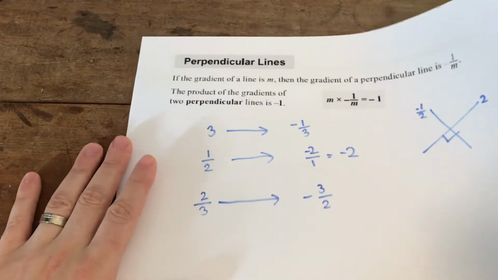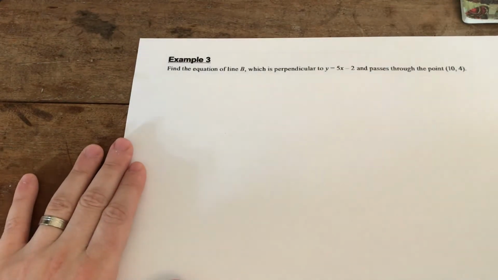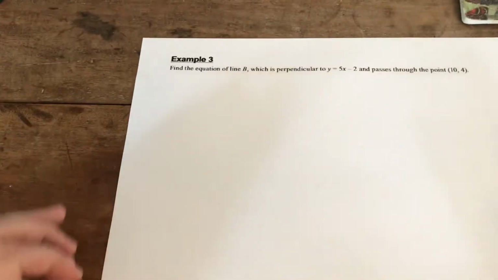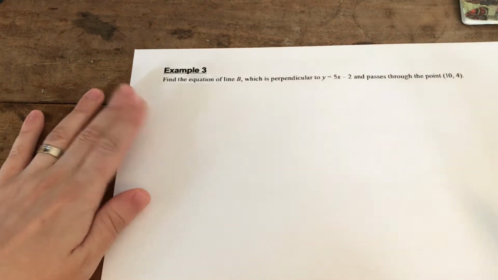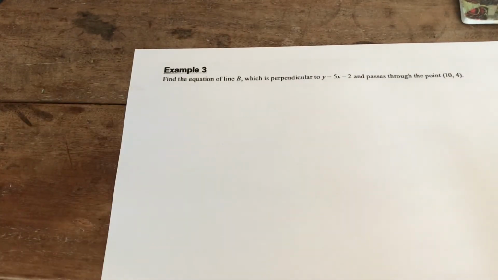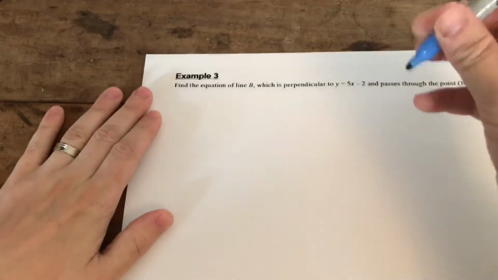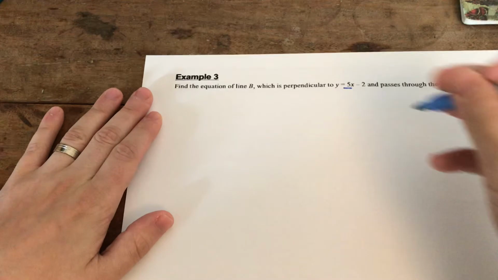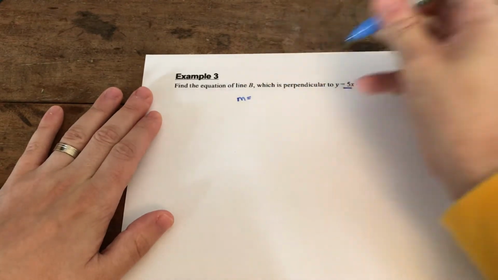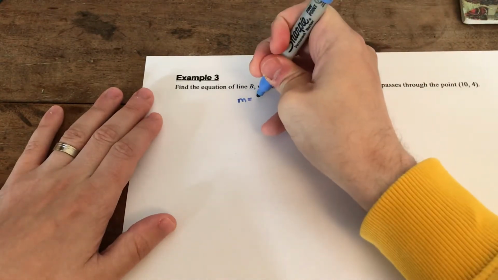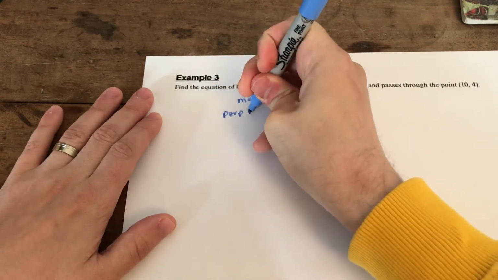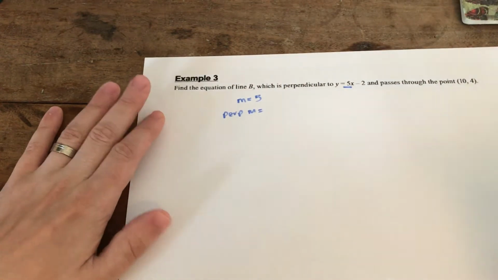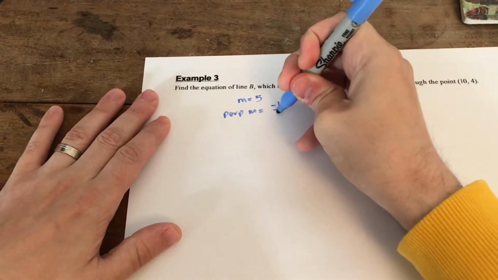So what you're going to be doing is finding the equation of the perpendicular line when you're given the equation of a line and a point it passes through. We do this the same way as we find the equation of the line for parallel lines. Firstly, we identify the gradient. So we say that the gradient of this is 5. We then want to find our perpendicular gradient, which I'm going to just call perp, and that would be -1/5.